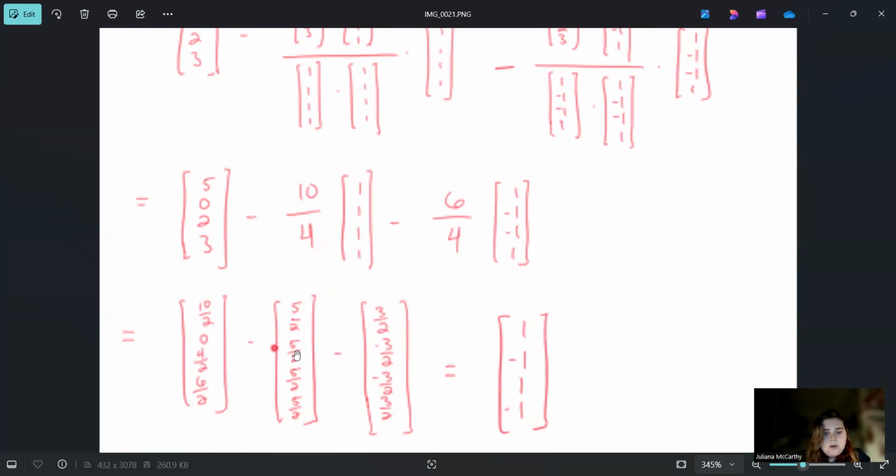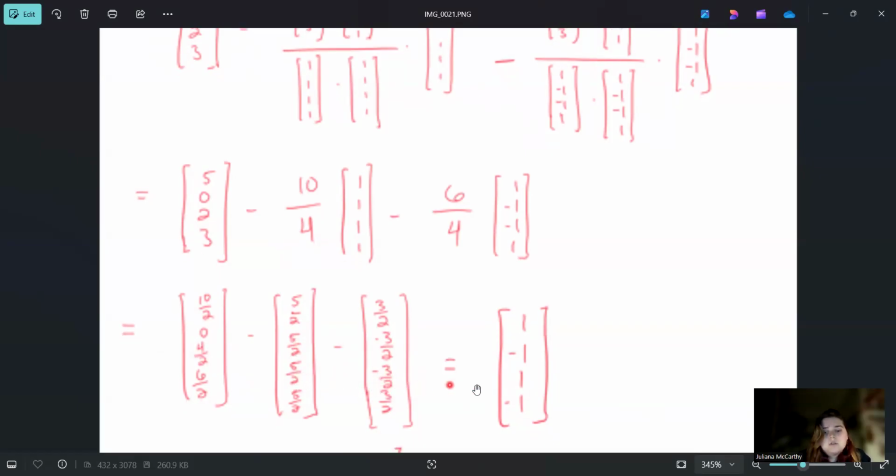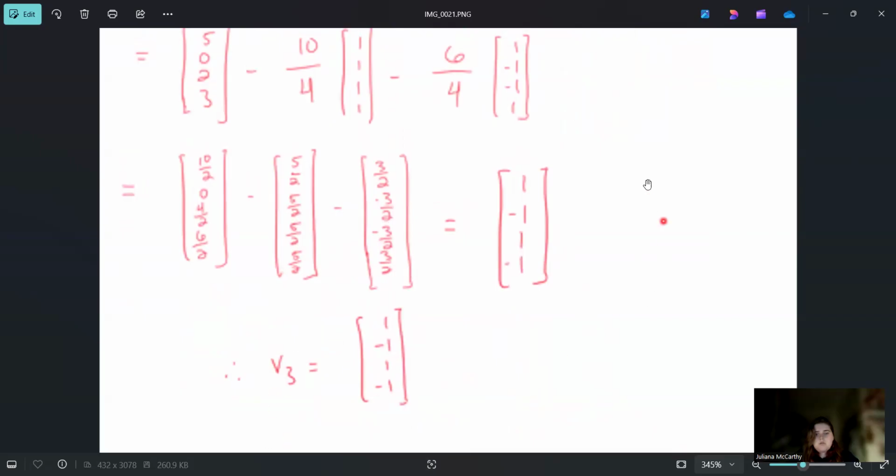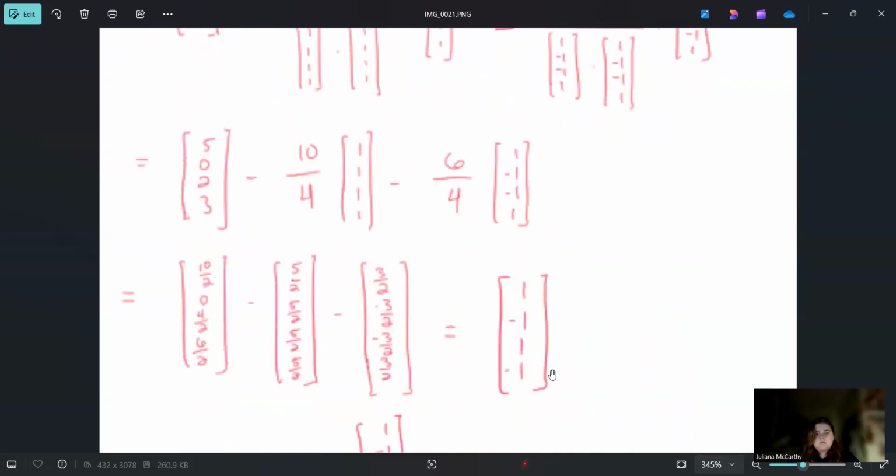0 minus 5 over 2, that's negative 5 over 2, minus negative 3 over 2. So that becomes negative 5 plus 3, so that's negative 2 over 2, simplifies to negative 1. 4 over 2 minus 5 over 2 is negative 1 over 2, minus negative 3 over 2 is negative 1 over 2 plus 3 over 2, so that becomes 2 over 2, 1. And then 6 over 2 minus 5 over 2 is 1 over 2, minus 3 over 2 is negative 2 over 2, so you get negative 1. So we found our third vector in our orthogonal space.